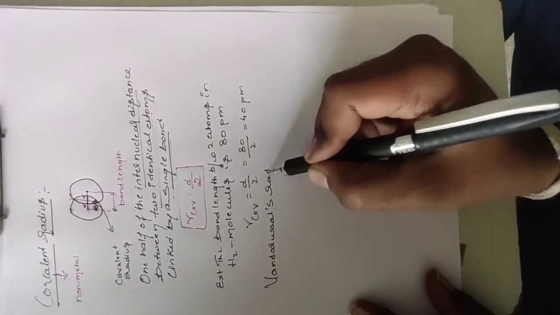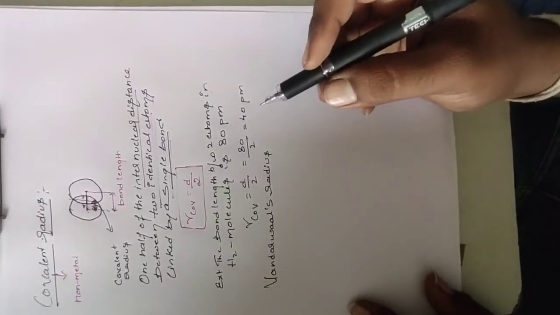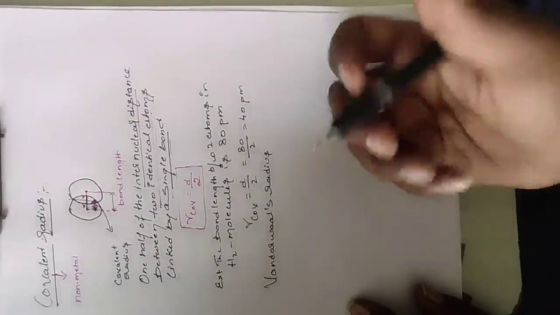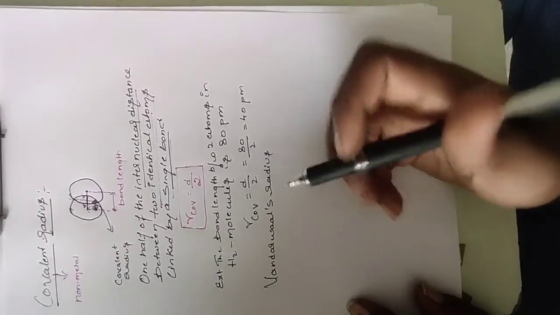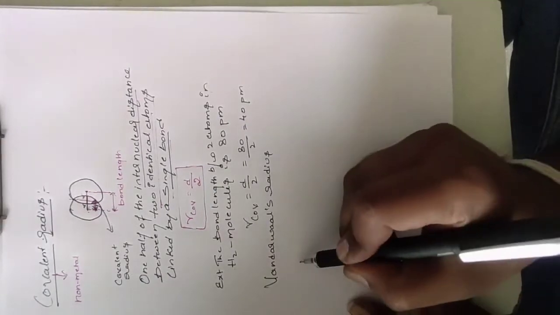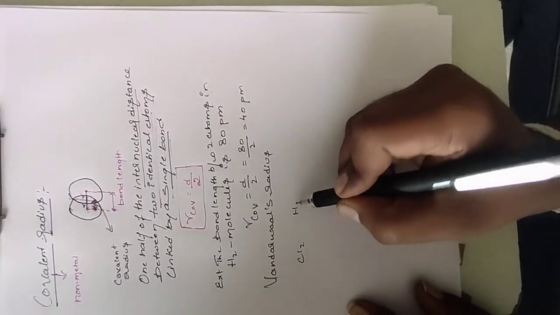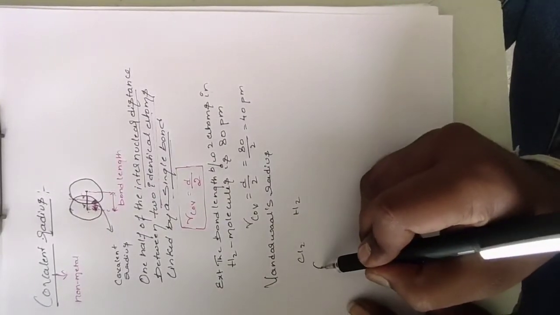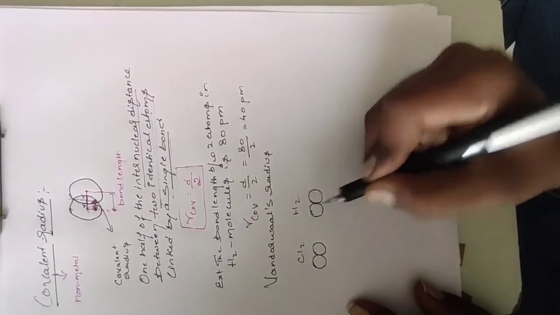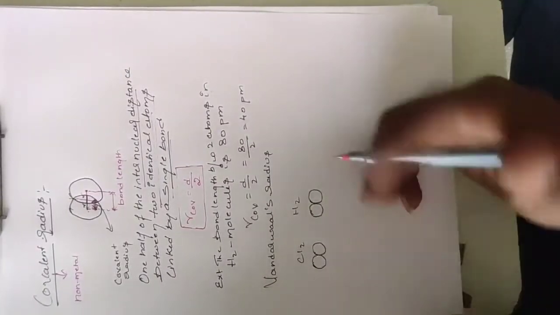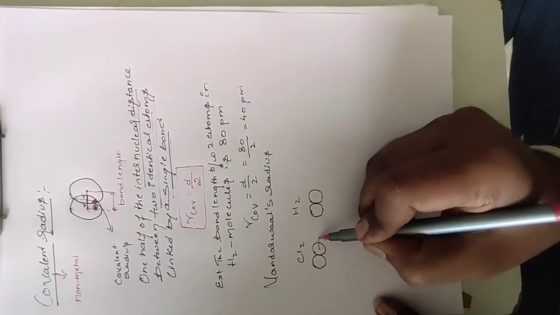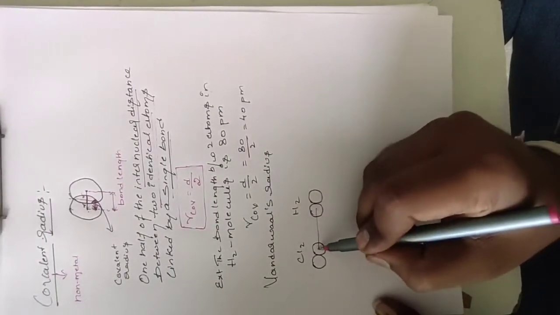Van der Waals radius. We want to talk about van der Waals radius. You take any two neighboring atoms. For example, we take chlorine, Cl2 and H2. I am not talking about the distance between the two bonded atoms. Can you understand? It's the radius.